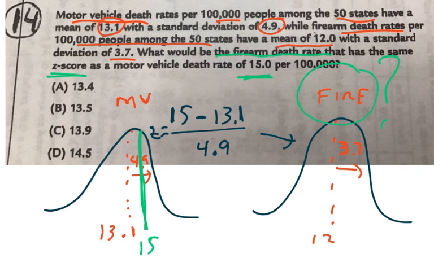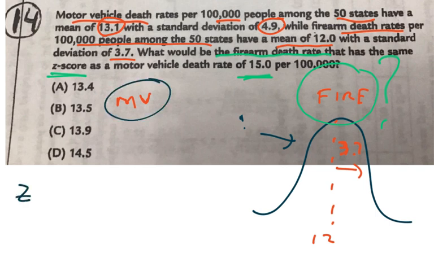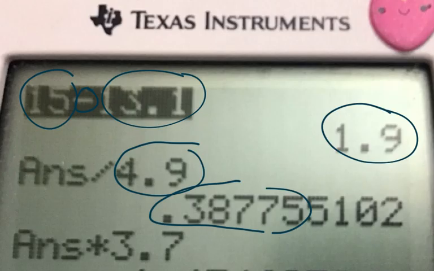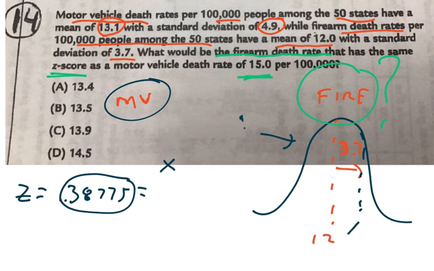I kind of ran out of room here, so guys, hopefully you don't mind me erasing this. So now that we know our z-score for motor vehicles was, again, 0.38775, we want the same z-score for firearms. So this z-score is going to equal, well, we don't know what the firearms is, so it's got to be here somewhere, right? So x minus, what is the mean for firearms?